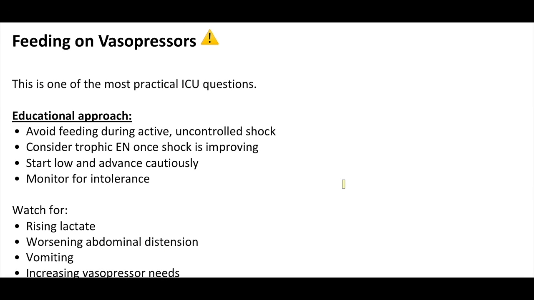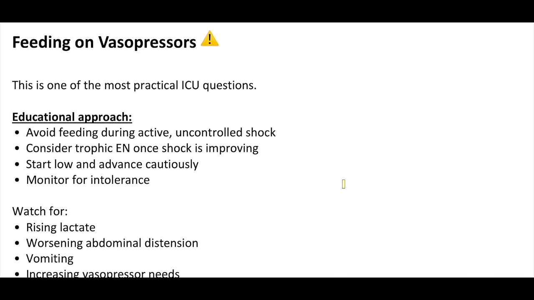Feeding on vasopressors in general, now that we have set the stage, this is one of the most practical ICU questions. Educational approach here is if a patient is in shock, avoid feeding during active uncontrolled shock, as we talked about. Consider trophic enteral nutrition while shock is improving, right? Trophic is slow, those quote-unquote trickle feeds, rather than cranking them up to full feed. Start low, advance cautiously, monitor for signs of intolerance, right?